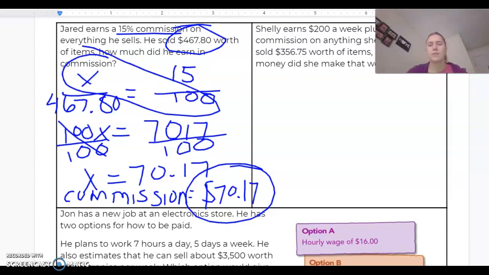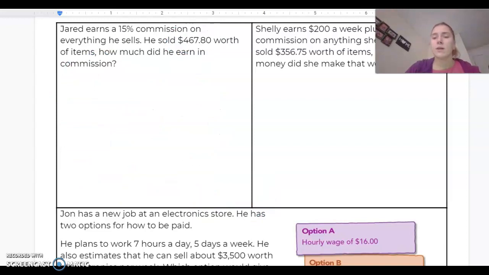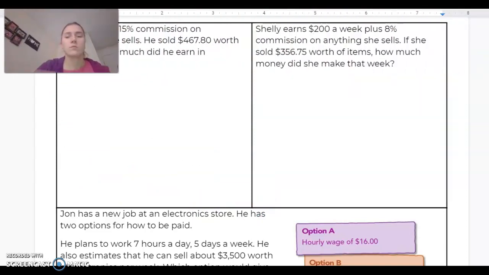That was pretty easy, just finding the commission. We're going to do number 2 now. So we see here, Shelly earns $200 a week plus 8% commission. So this one here, we're seeing that $200 a week is her wages earned. That's how much she's earning per week. Plus she's making 8% commission depending on how much she is selling. Okay?